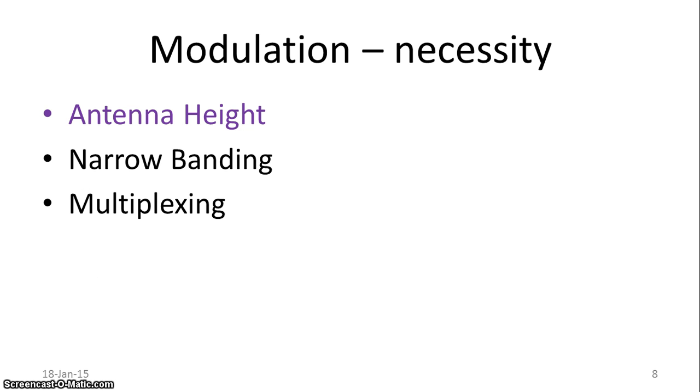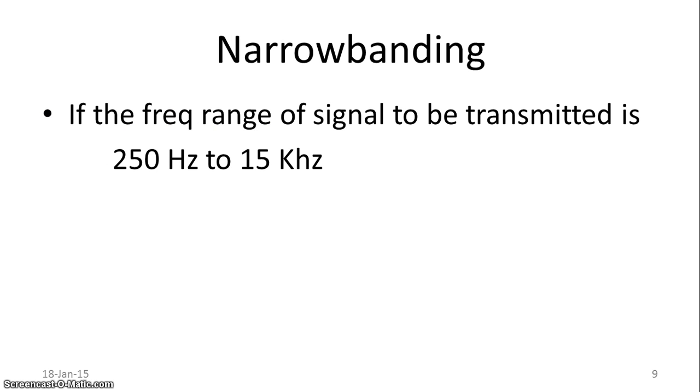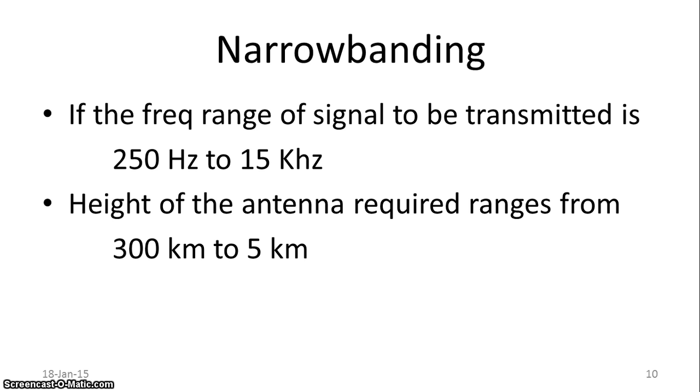The second reason why we do modulation is narrowbanding. To understand the term narrowbanding, let us assume that the range of frequencies to be transmitted is from 250 Hz to 15 kHz. Corresponding to 250 Hz, the height of the antenna required will be 300 kilometers, whereas corresponding to 15 kHz, the height of the antenna required will be 5 kilometers.